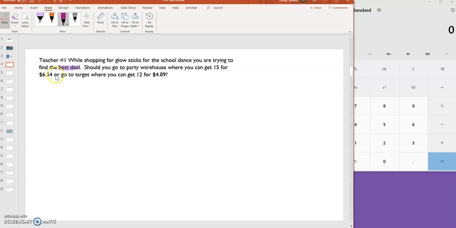So what I'm going to do is compare the prices at both of these places, but the number that we are buying at each is different. So I'm going to calculate what the price of one glow stick would be at each place so I can then compare. If we're comparing price, it is helpful to set this up as a fraction where we have the dollar amount on top and the number of items on the bottom. Again, I'm going to try to find out how much it would cost for just one item.